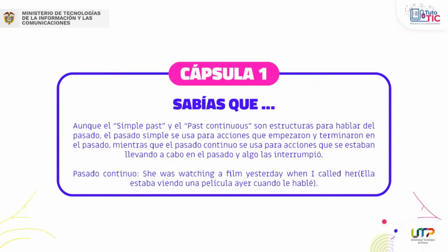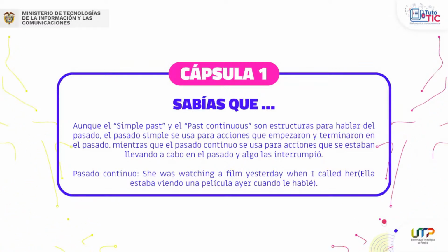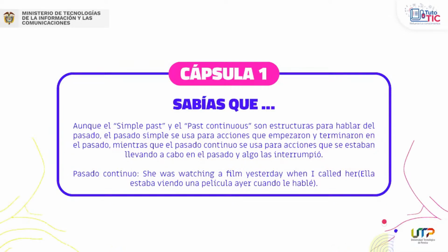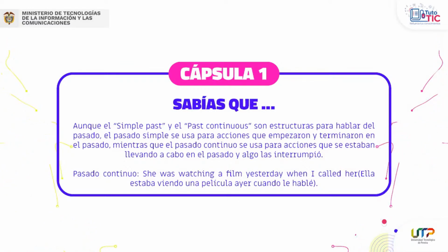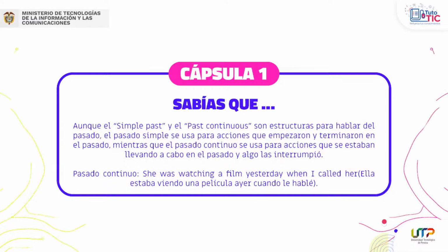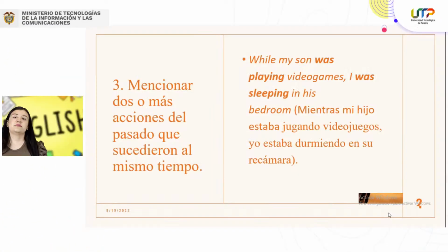¿Sabías que aunque el simple past y el past continuous son estructuras para hablar del pasado, el pasado simple se usa para acciones que empezaron y terminaron en el pasado, mientras que el pasado continuo se usa para acciones que se estaban llevando a cabo en el pasado y algo las interrumpió? Pasado continuo. She was watching a film yesterday when I called her. Ella estaba viendo una película ayer cuando le hablé.